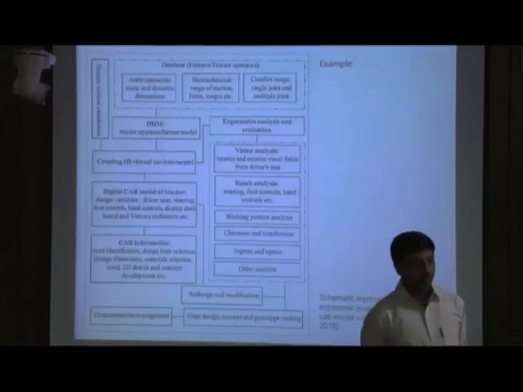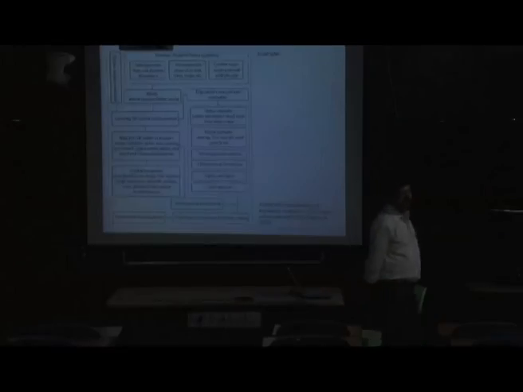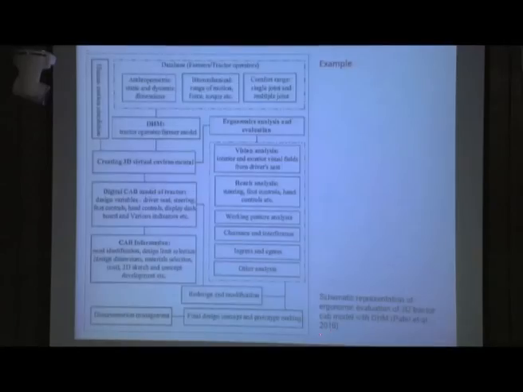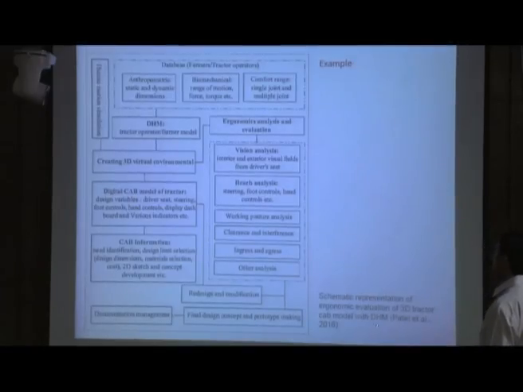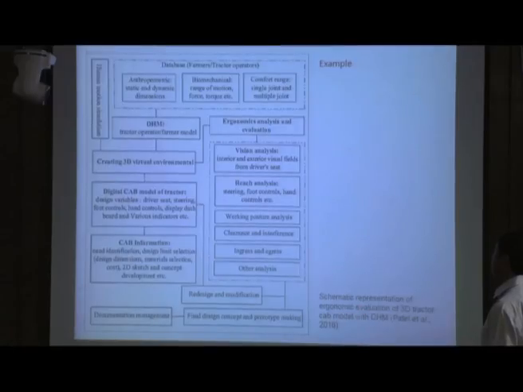Now here we will discuss one example, for tractor cab design. This is taken from Patel et al., 2016: schematic representation of ergonomic evaluation of a 3D tractor cab model with digital human model. So how do we do that? If we want to evaluate a CAD model of a tractor in a virtual environment, how should we proceed?